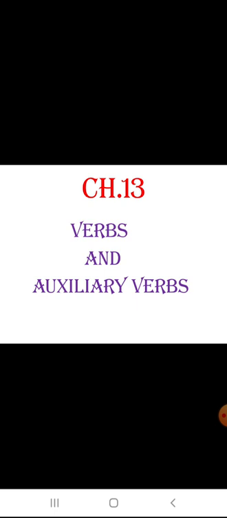Come to today's class. Today we are going to learn chapter 13, Verbs and Auxiliary Verbs. First, let us see what a verb is. The definition of a verb is a word used to describe an action, state or occurrence, and forming the main part of the predicate of a sentence. That is what a verb is.